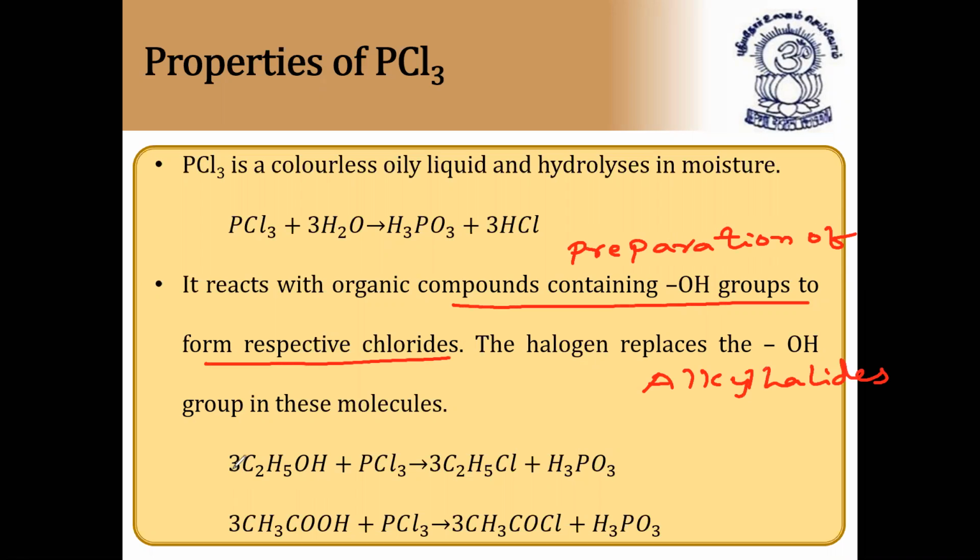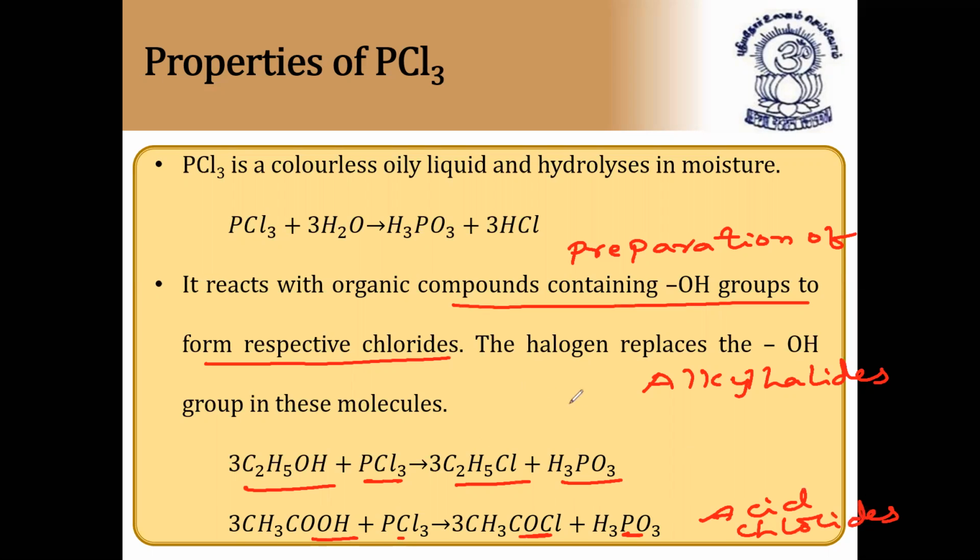This reaction we have already seen in organic chemistry. The halogen replaces the OH group in these molecules. So when you take three molecules of ethyl alcohol along with PCl3, it forms three molecules of ethyl chloride, an alkyl halide, along with phosphorus acid as a byproduct. Similarly, acids: CH3COOH on reaction with PCl3 forms acid chlorides, CH3COCl, acetyl chloride.